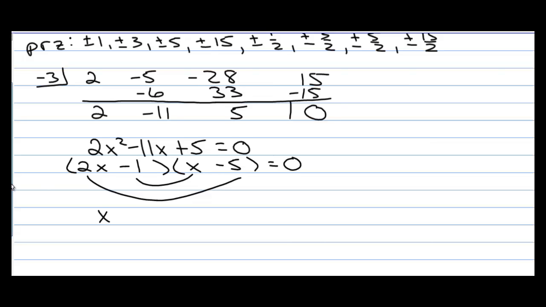And it looks like if we add 1 and divide by 2, another rational zero is 1/2. And 5 makes this one 0. And then, of course, we have x equals negative 3. And there are the 3 rational zeros for this function.